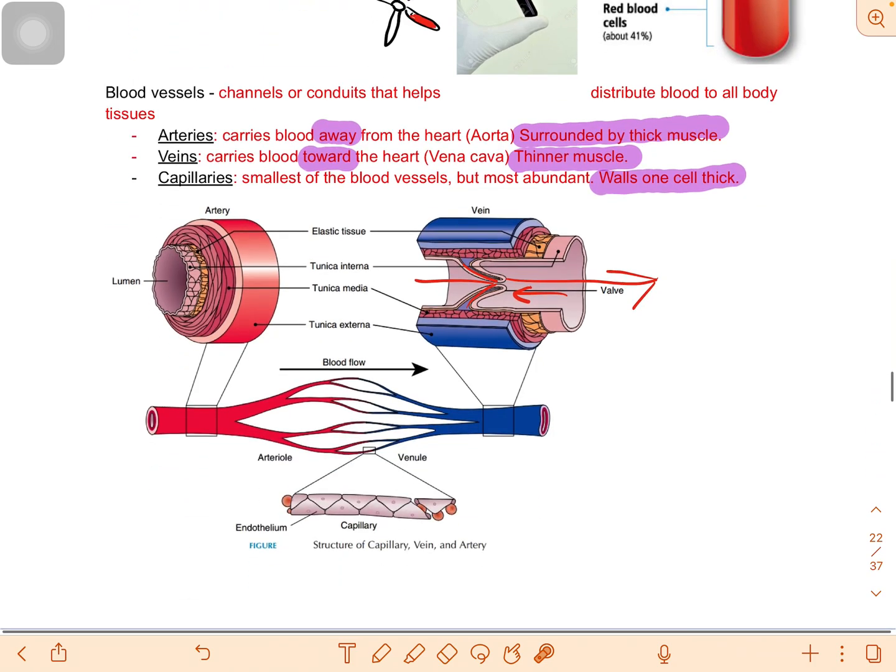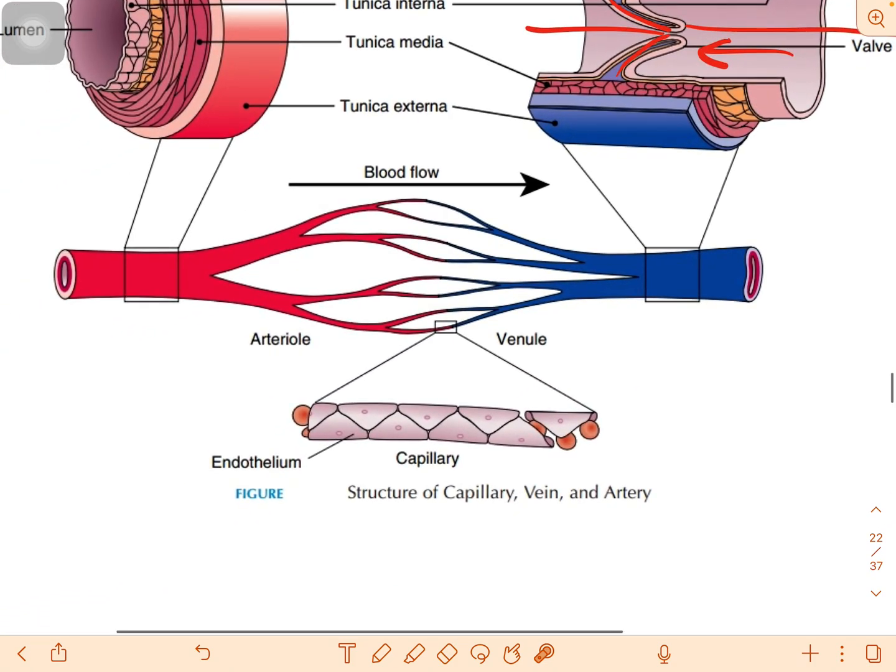All right? And as you can see here, and even in this diagram, you've got the capillaries here that are 1 cell thick, and this is a good example of what we're looking at here as far as the capillaries are concerned. Okay? Awesome.